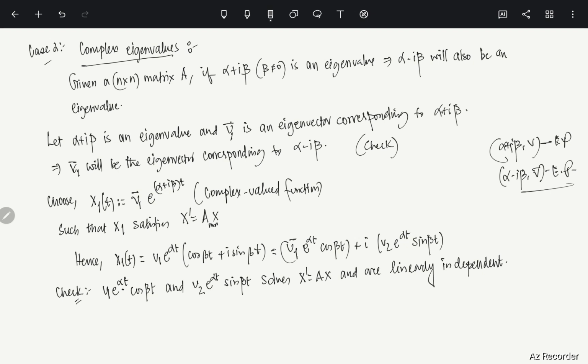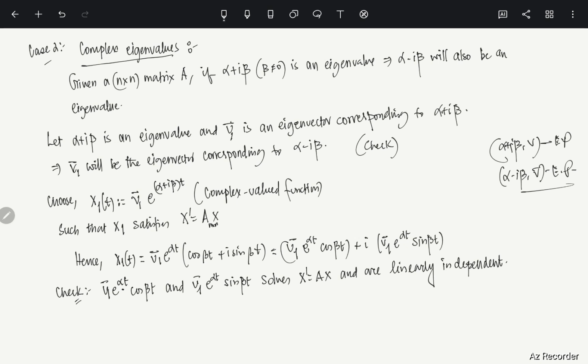I made some mistakes here. Let me put it this way. This v1 bar, v1 bar, not v2, v1 bar. Clear? And again here also it should be v1 bar, the vector. So you have to check this part. This is not very difficult to see. You can easily check this part. Clear? So please do that.